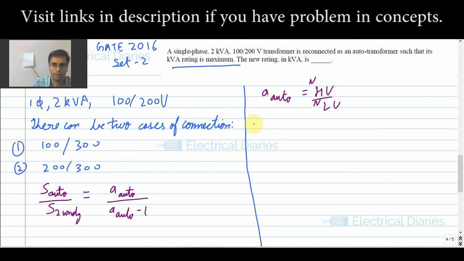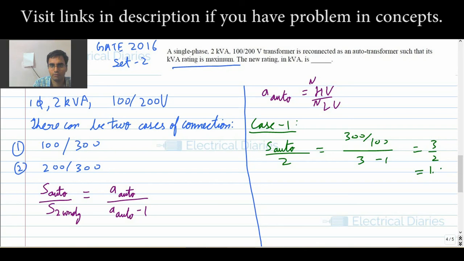So now you can find for case 1. For case 1, S auto upon S2 winding, which is given to us as 2 kVA, is equal to A auto upon A auto minus 1, where A auto for case 1 will be 300 by 100. That is 3 by 3 minus 1, so that is 3 by 2, that is 1.5 into 2, that is S auto will be equal to 3 kVA for case 1.